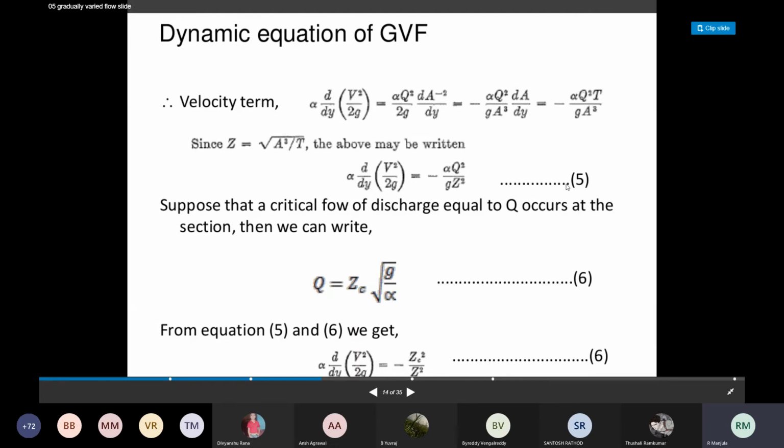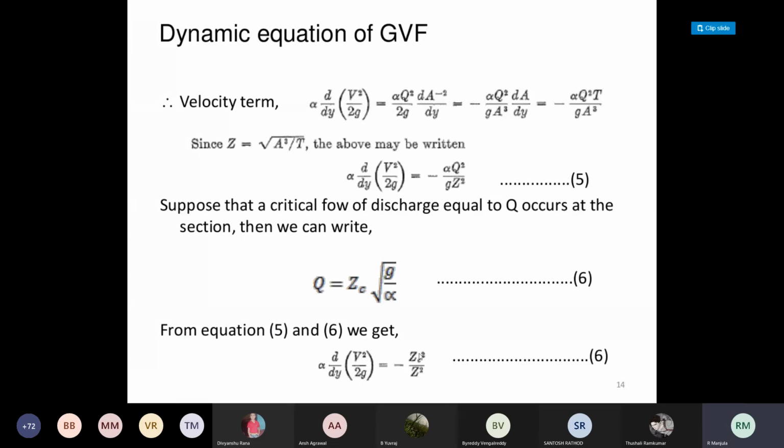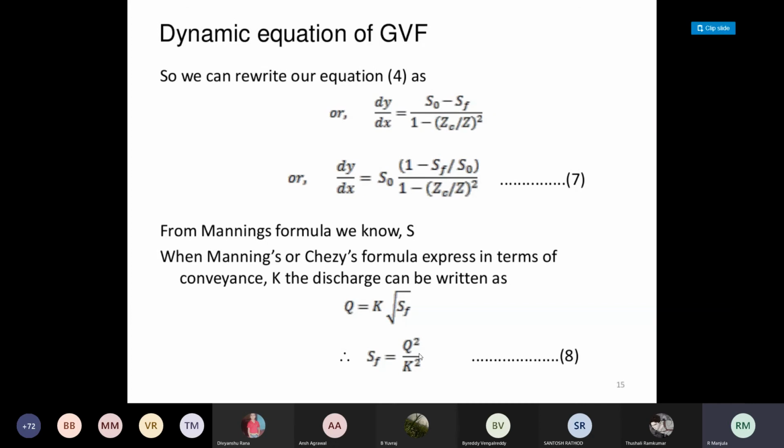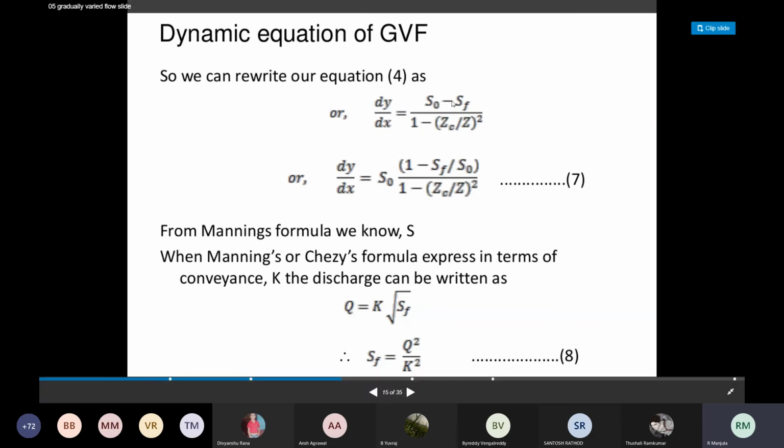Or we can write from equation 1 and 2, alpha into d by dy of V square by 2g is equal to minus Zc square divided by Z square. So this is the critical flow condition section factor divided by ordinary section factor. Now if you want to replace in terms of Z and S naught, then we will be having dy by dx is equal to S naught minus Sf divided by 1 minus Zc by Z whole square, or dy by dx is equal to S naught, if you take it out, 1 minus Sf by S naught divided by 1 minus Zc by Z whole square.